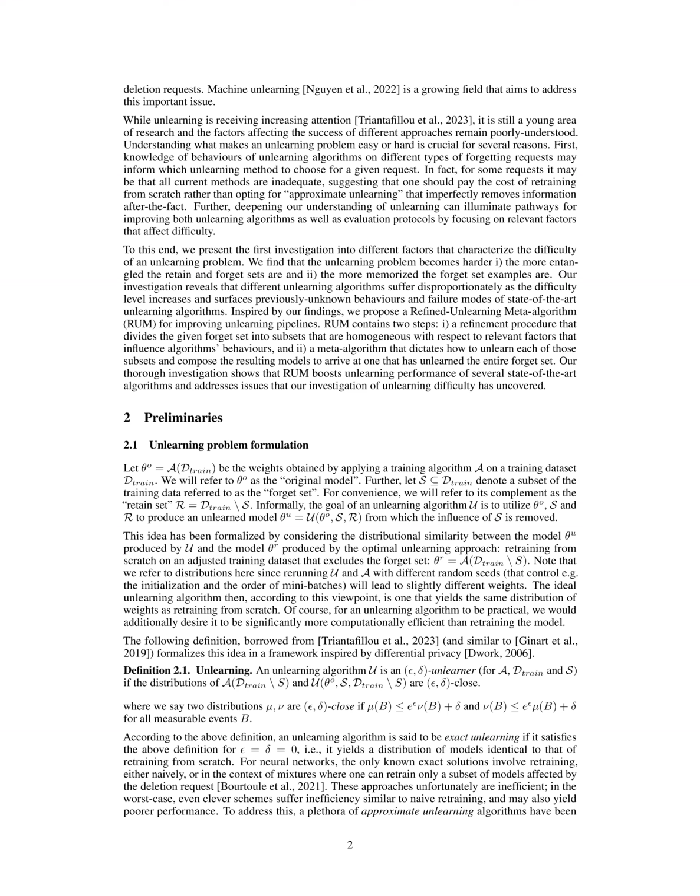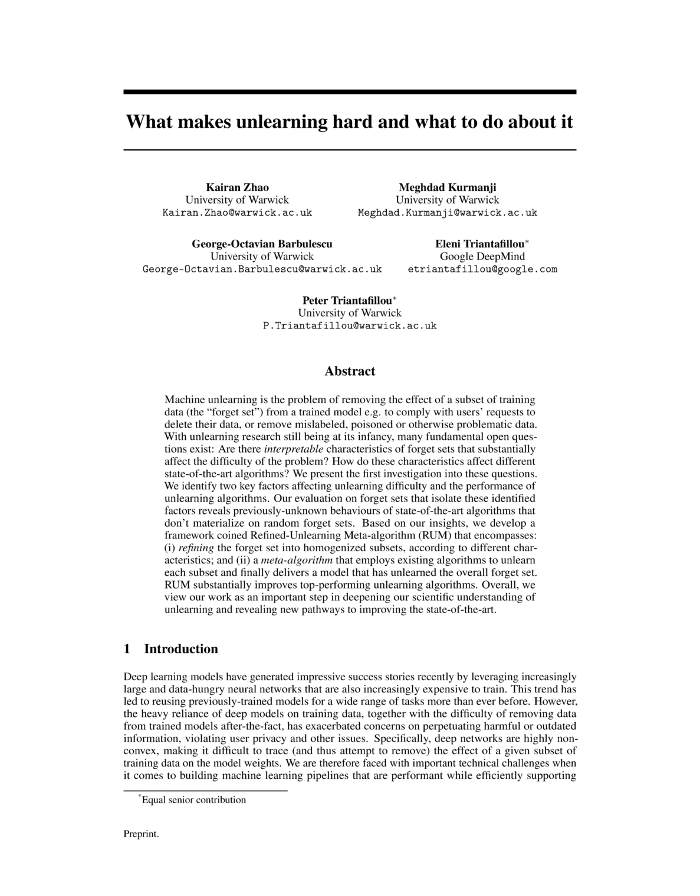In summary, RUM refines the forget set into homogeneous subsets based on identified factors affecting unlearning difficulty and algorithm behaviors. It then utilizes a pool of state-of-the-art algorithms to unlearn these subsets sequentially, guided by a meta-algorithm that determines the unlearning algorithm and order of execution for each subset.